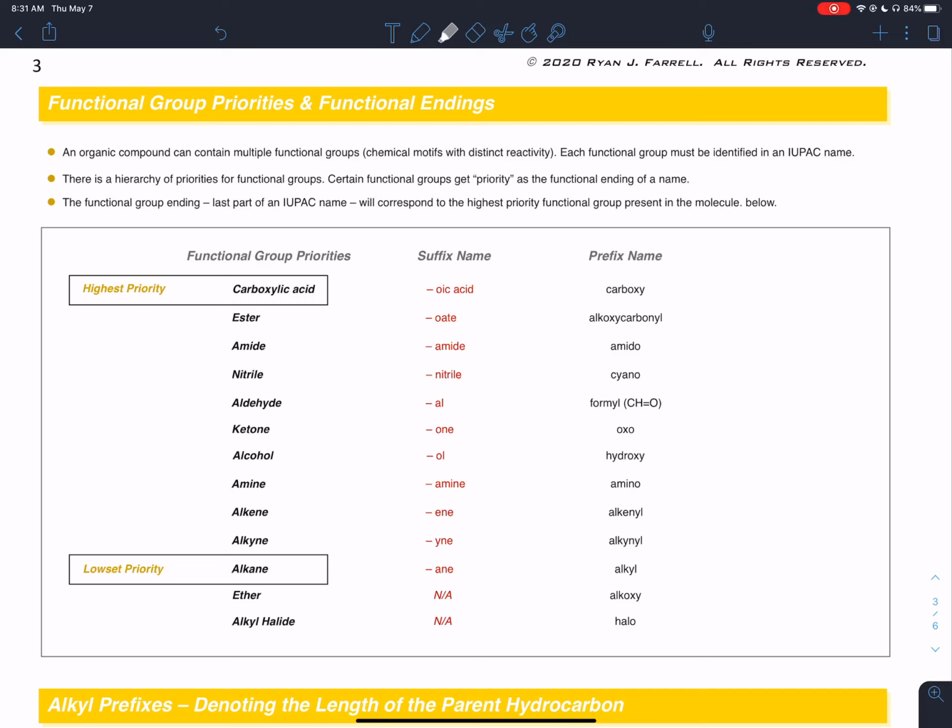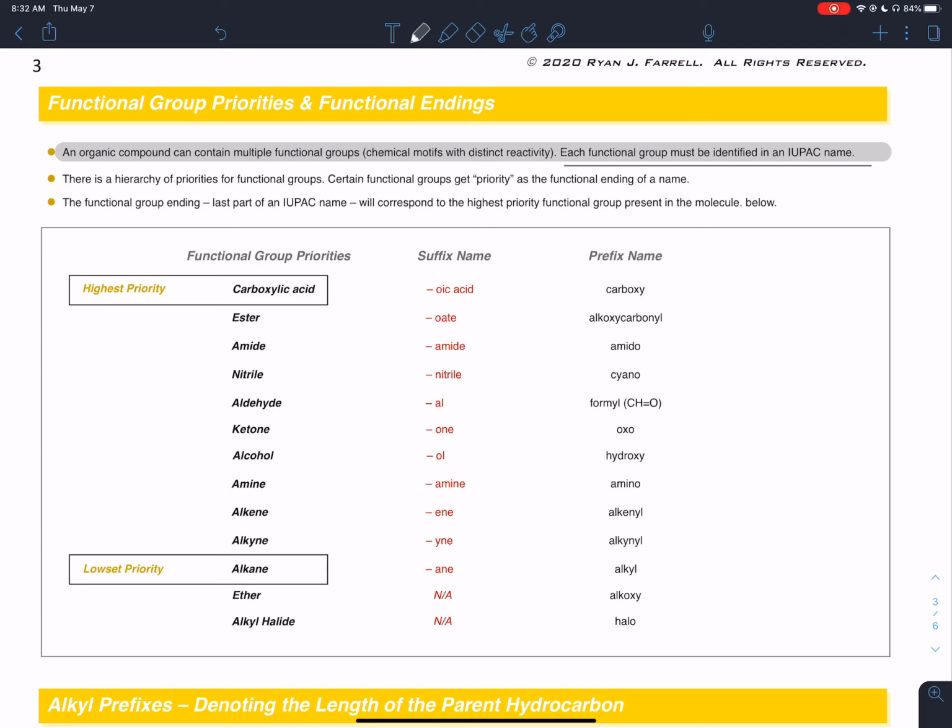Hi everyone, in this video tutorial we're going to be going over functional group priorities and functional endings. So remember, it can be the case that an organic molecule may contain multiple functional groups, and remember these functional groups are chemical motifs with distinct reactivity, which is why it's important to denote in a molecule what type of motifs we have to get a sense of the reactivity, right?